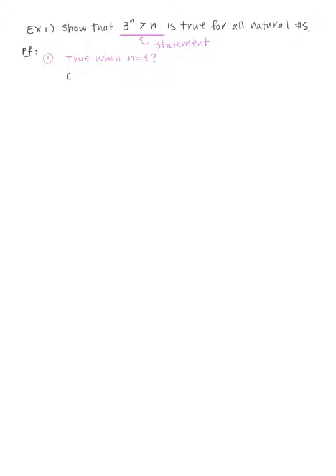Alright, so now let's check. When n equals 1, is our given statement true? Meaning, is 3 to the first going to be strictly greater than 1? That's what you need to prove. Is that true? Yes, it is. So this is true. So the first step is done.